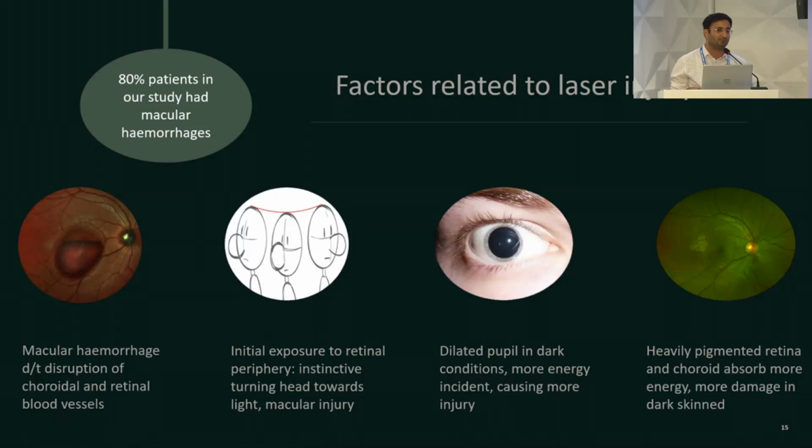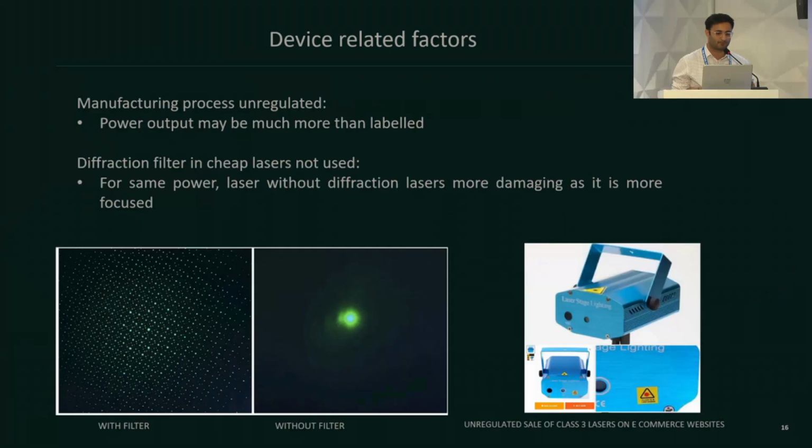And also when the peripheral retina is stimulated by the laser light, there is an instinctive turning of the head towards the laser light causing the laser light injury. Also during dark, the pupils are dilated. Hence more laser light is incident on the retina and thus it's more damaging during dark. Also in pigmented fundi, the energy absorbed by the choroid is more.